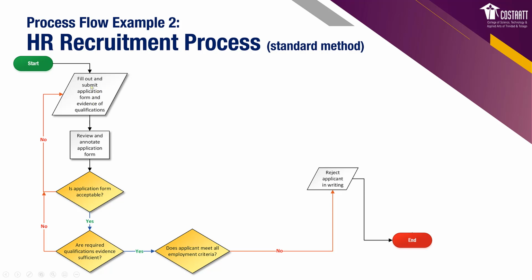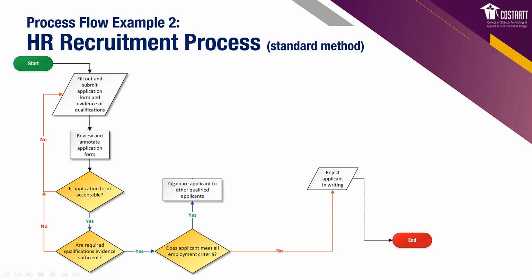Another applicant comes in and goes through the same process. Is the application form acceptable? Yes. Is all the evidence of qualification submitted? Yes. Does the applicant meet all of the employment criteria? And if the answer this time is yes, well, we now go through another process.